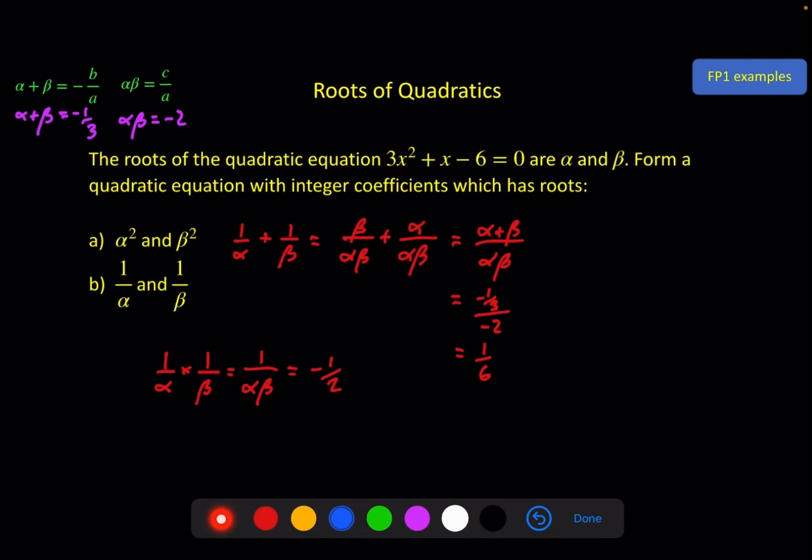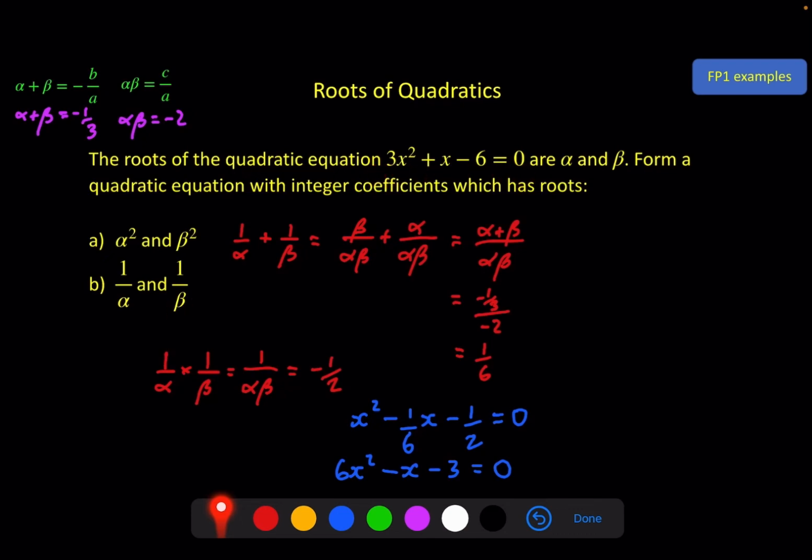So our new equation, we've got x squared minus the sum times x plus the product. And then again, put it into integer form. And this is the equation that has roots 1 over alpha and 1 over beta, where again alpha and beta themselves are still the roots of this equation.